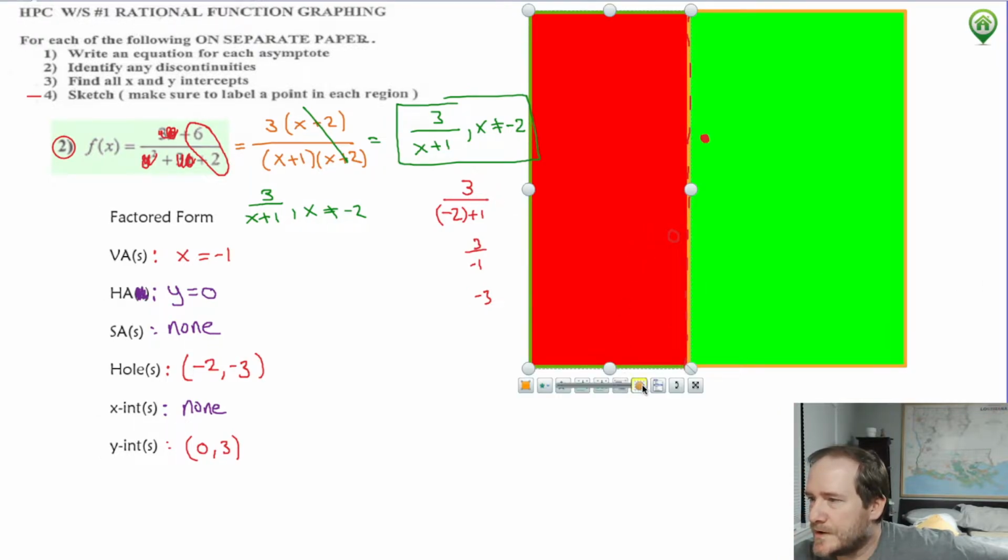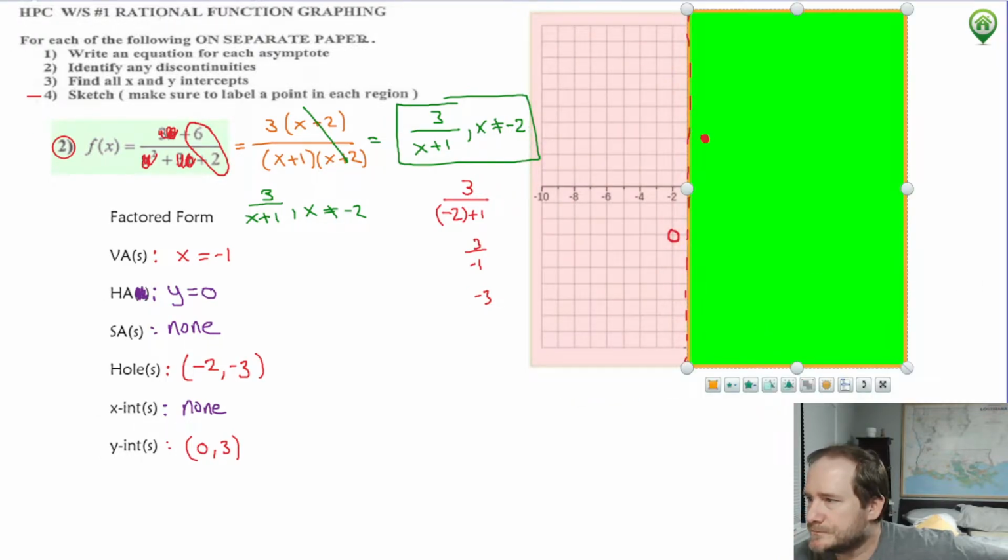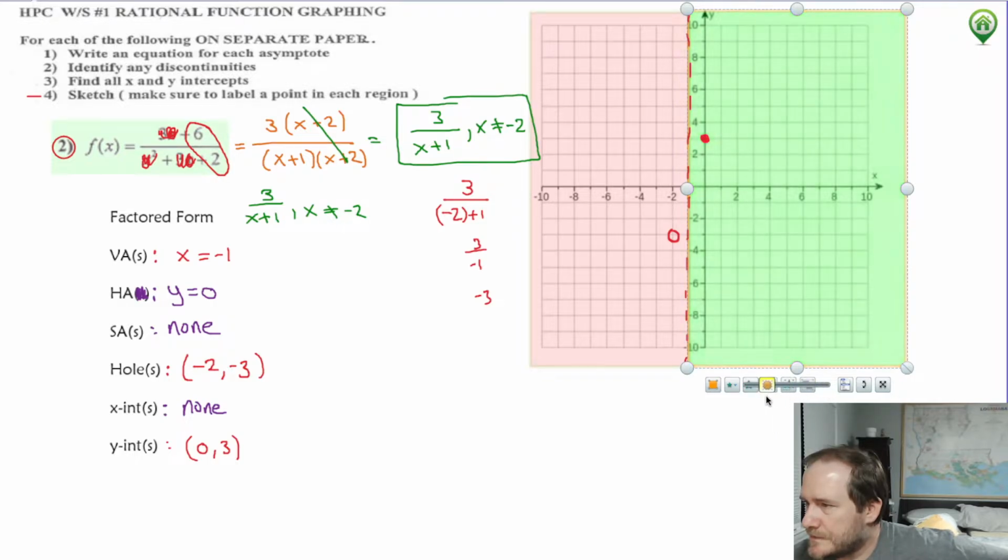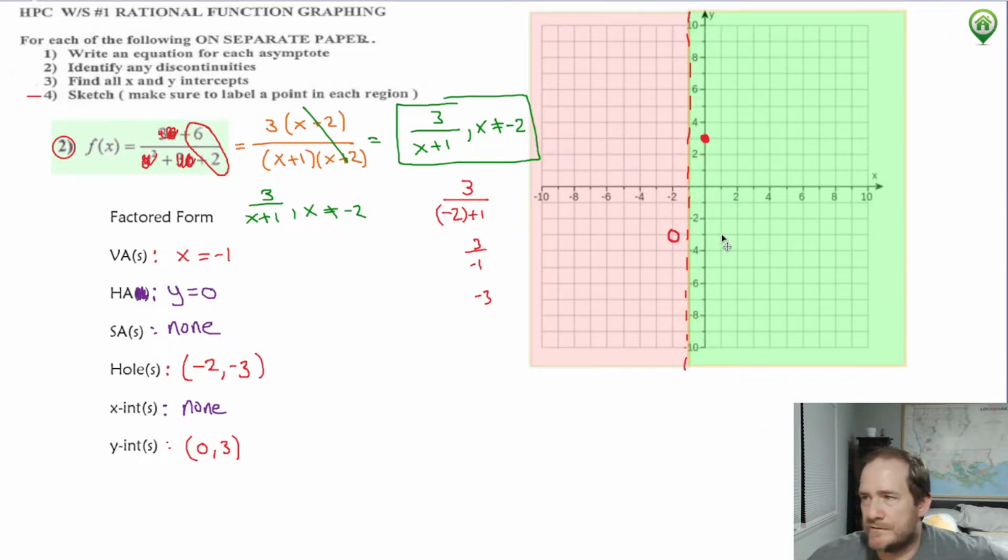Okay, so anyway, if I make this a little bit see-through, we would always want to run a test point in each of these regions. So in the red zone over here, I've already got my test point because we had a hole. So that hole works as a test point for us. Ooh, I never drew the horizontal asymptote. The horizontal asymptote is here at 0.